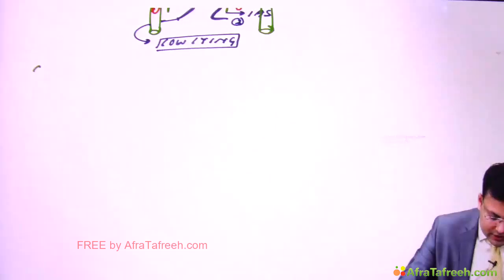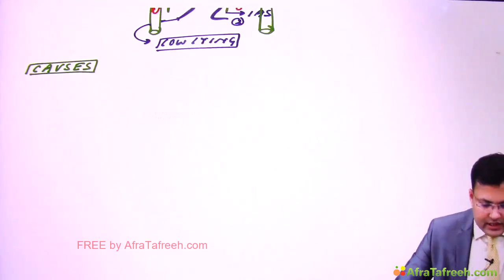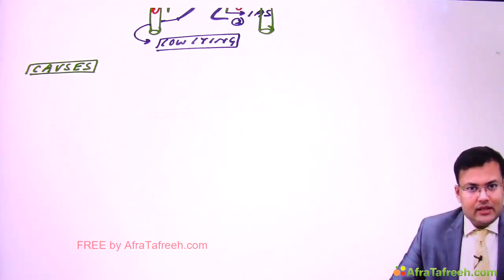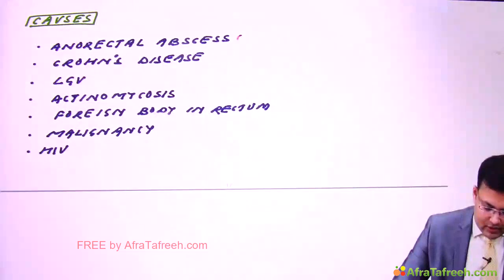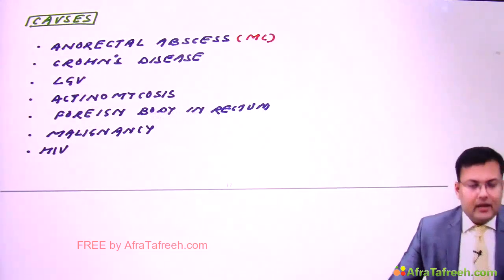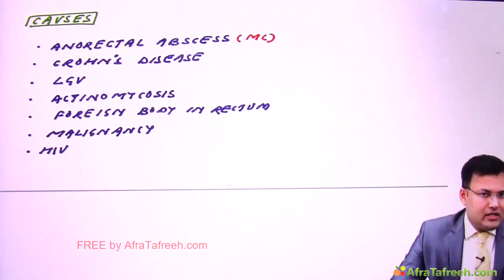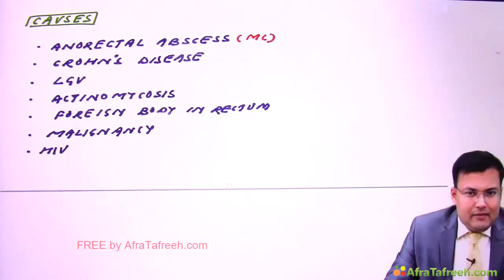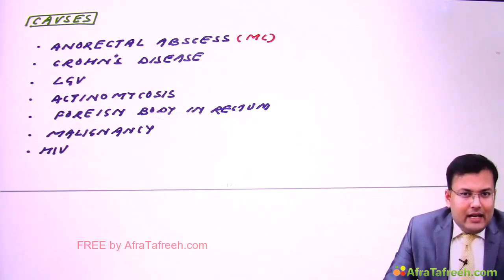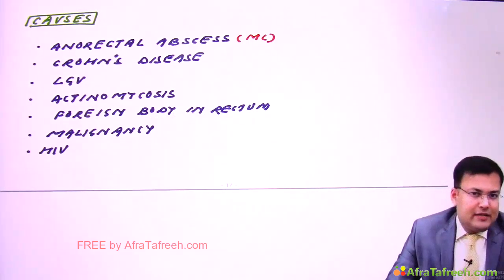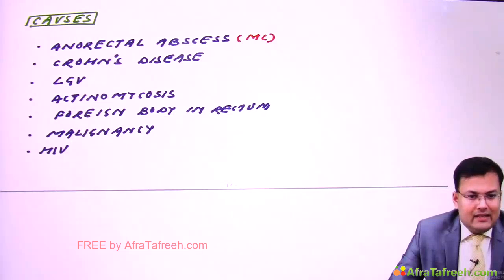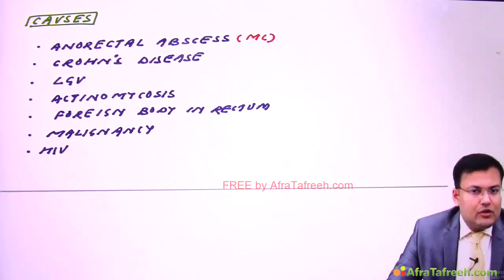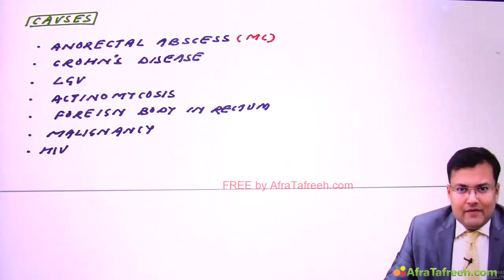Now see what are the causes of fistula in ano. We discussed the most common association is with anorectal abscess. See the other causes. The most common cause is anorectal abscess. Other causes are Crohn's disease. You know in Crohn's disease patients there are also multiple anal fistulas. In lymphogranuloma venereum there is also fistula. Actinomycosis, foreign body in rectum, malignancy, HIV, these are the other causes. So in all these cases you may find fistula.